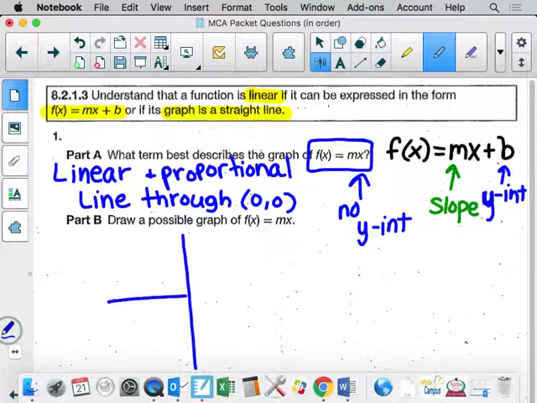A possible graph would be any line that goes through the origin. The y-intercept is 0, and you can make the slope whatever you want, positive or negative. So there's an example of a possible graph.